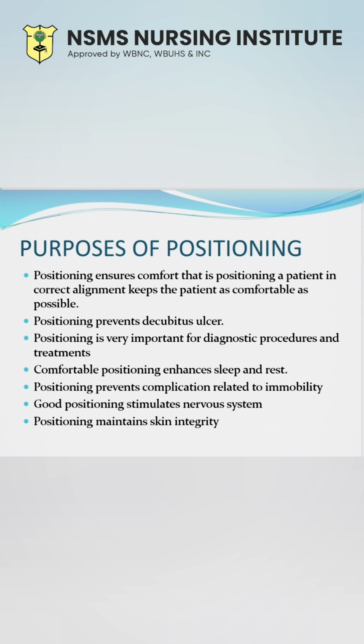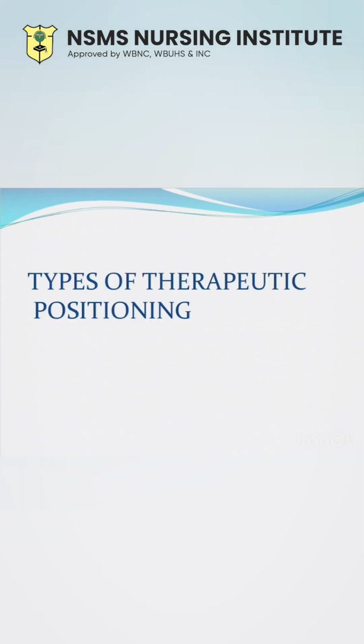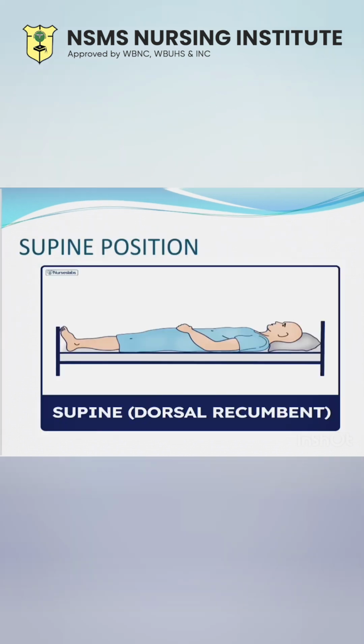Fifth, positioning prevents complications related to immobility. Sixth, good positioning stimulates our nervous system. Seventh, positioning maintains good skin integrity. Now, let us see the types of therapeutic positioning. Supine position, which is also known as horizontal recumbent position.